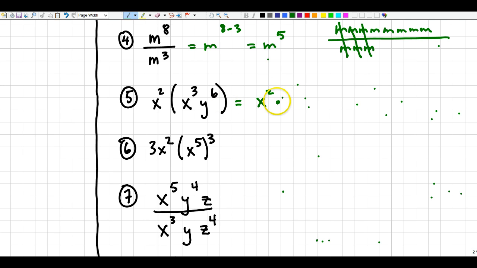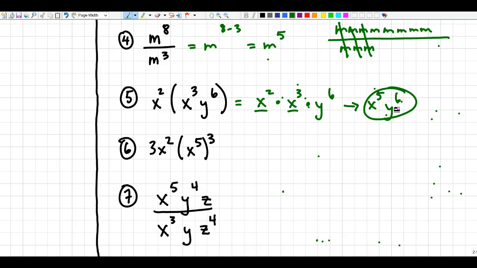So really this question is the same as doing x squared times x to the 3rd times y to the 6th. So because these two bases are the same, I'm going to add those powers together. So I get x to the 5, and then the y is a totally different base, so there's nothing for me to do there. So I'm just going to leave that as y to the 6th. Because those bases are different, I can't do any further simplifying there, so I just leave my answer with x's and y's.